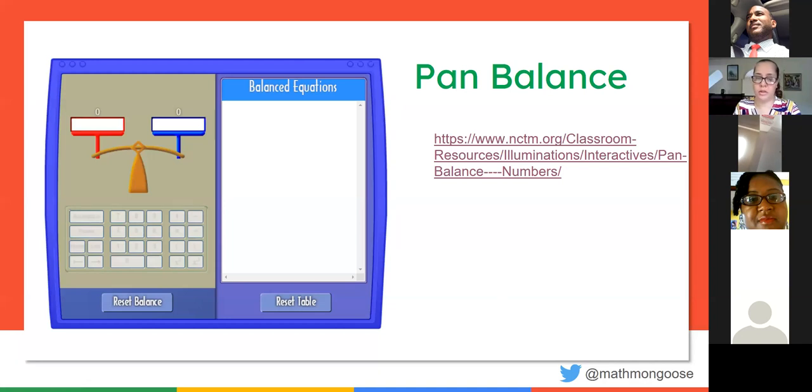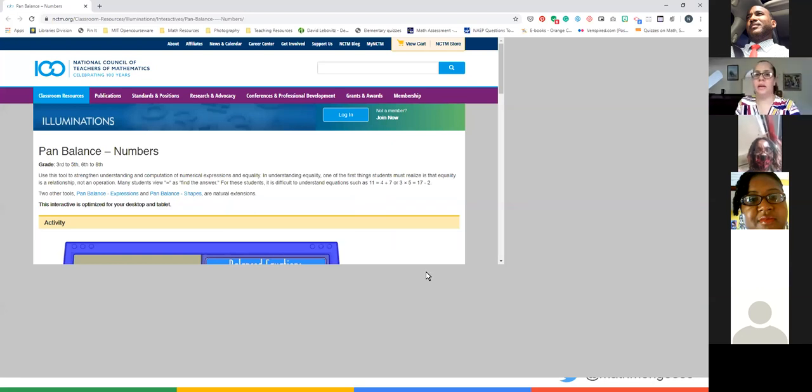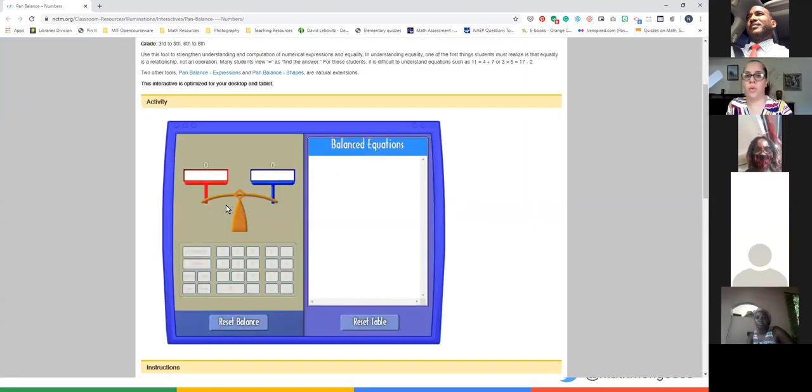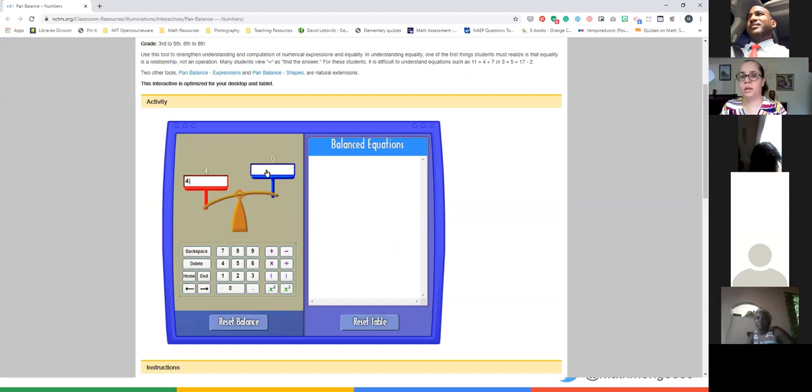So here is the pan balance. Here's a link, and let me bring up what it looks like. Okay, so here it is. Let us say we explain to children that what we want is for the scale to be equal, and it's equal when both sides are even like this. Let us say I put a 4 here and a 10 here. We notice that the scale is not balanced, right? 4 on one side, 10 on the other side.